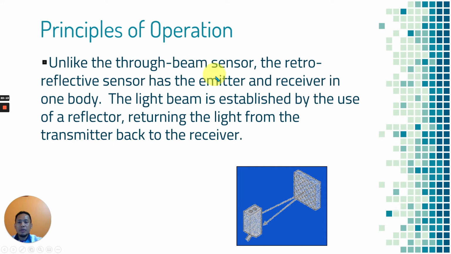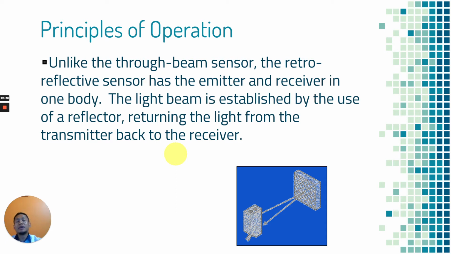So unlike the true beam sensor, the previous one is a true beam sensor, but this one, the retroreflective sensor, has the emitter and receiver in one body. The light beam is established by the use of a reflector. So dia kena ada reflector to reflect, untuk pantulkan cahaya. So the light returns from the transmitter back to the receiver.